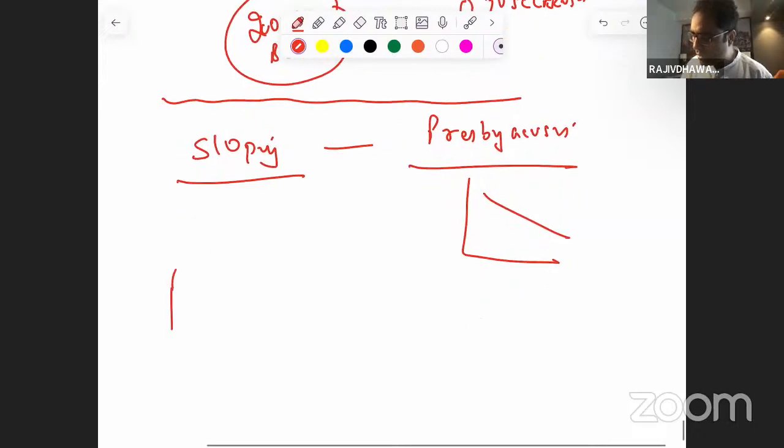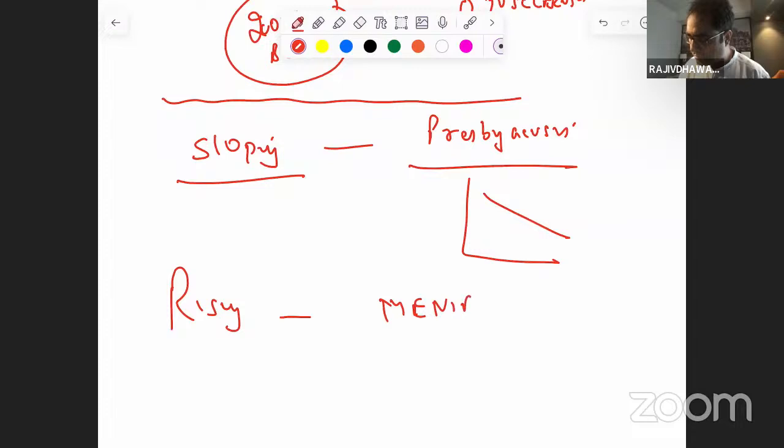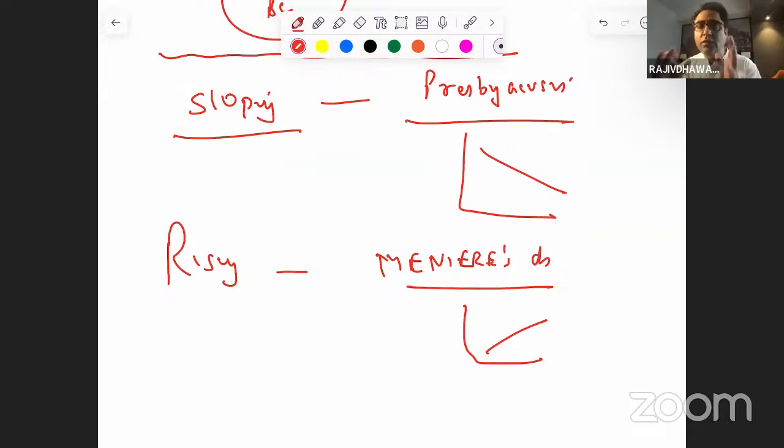And rising audiogram is Meniere's disease. How to remember rising? Because age causes high frequency hearing loss, more hearing loss this side. And Meniere's causes low frequency hearing loss, more loss on this side. So Meniere's is a rising audiogram and age is a sloping audiogram.